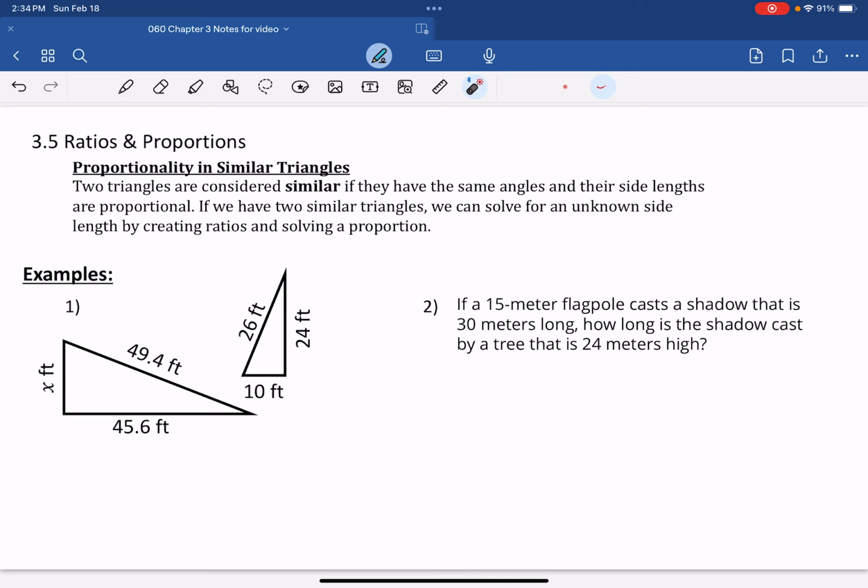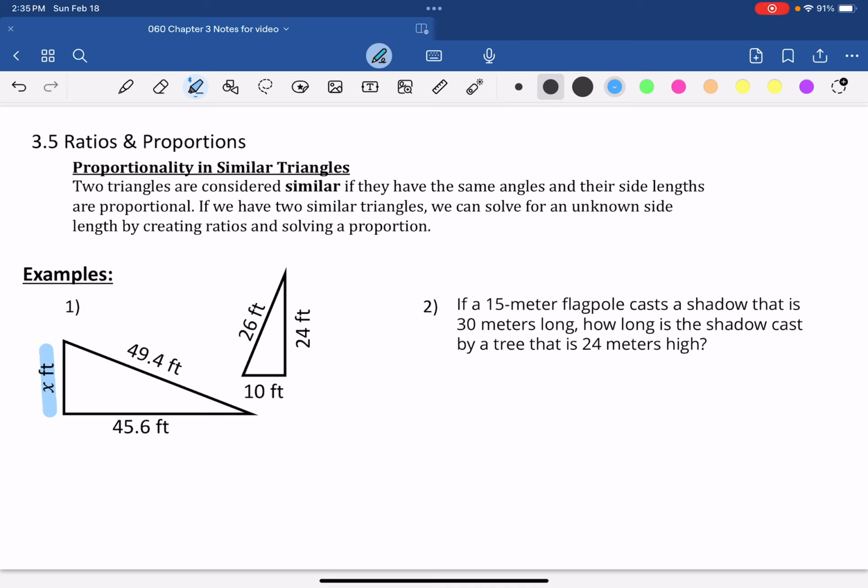And in this case, you're going to be told the triangles are similar. These are similar triangles. And the first thing you might want to do is pull out your ratios. So create ratios. And then from there, we can create our proportion and solve it. So in this case, for number one, we're given visually two triangles that are similar, and we want to find the unknown side here, which is x.